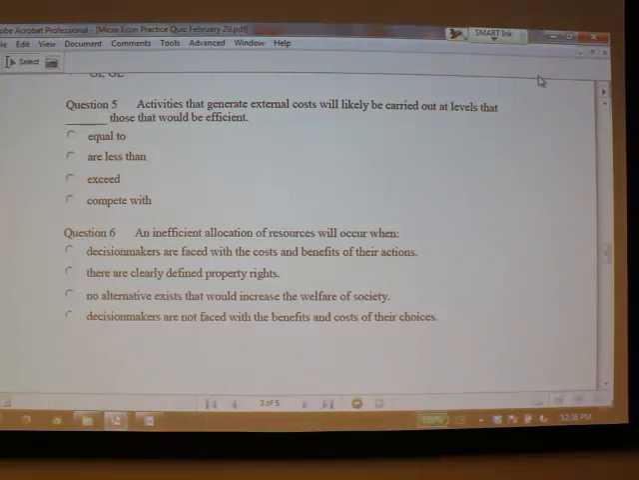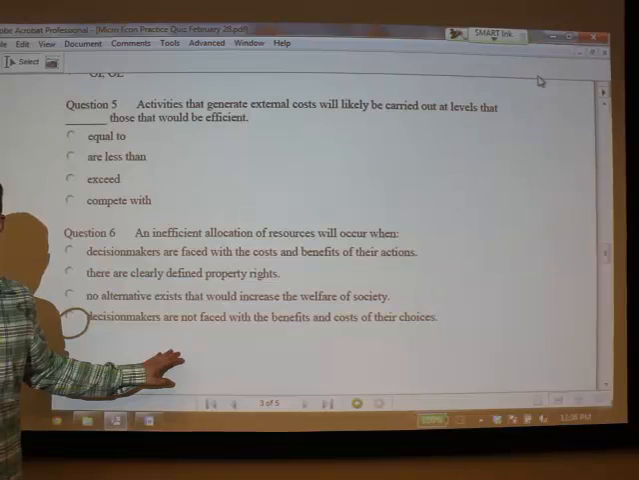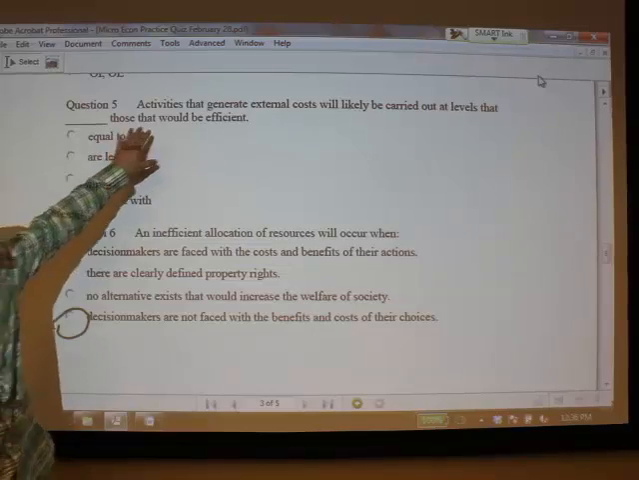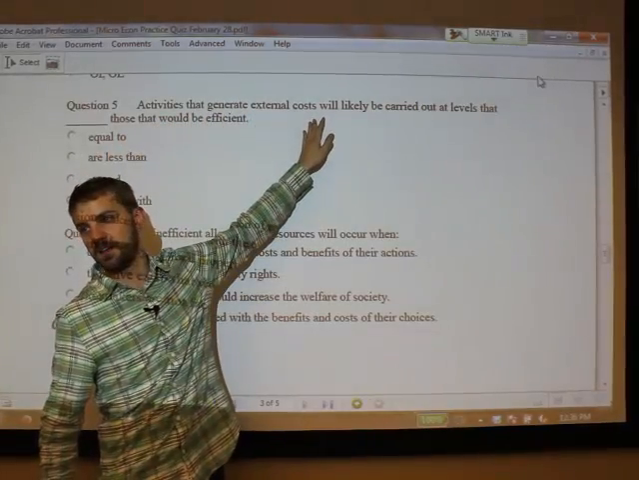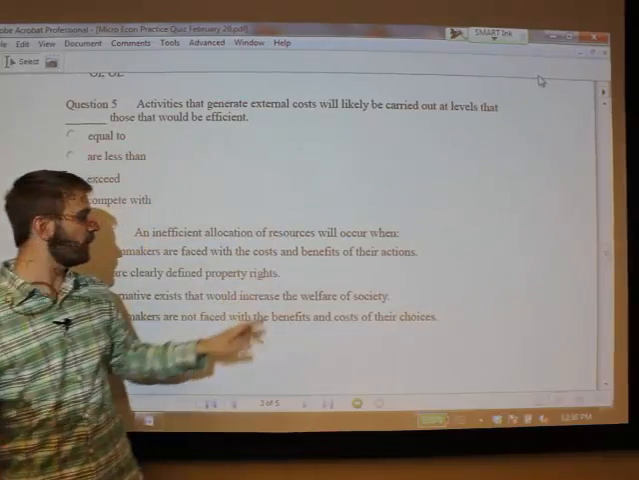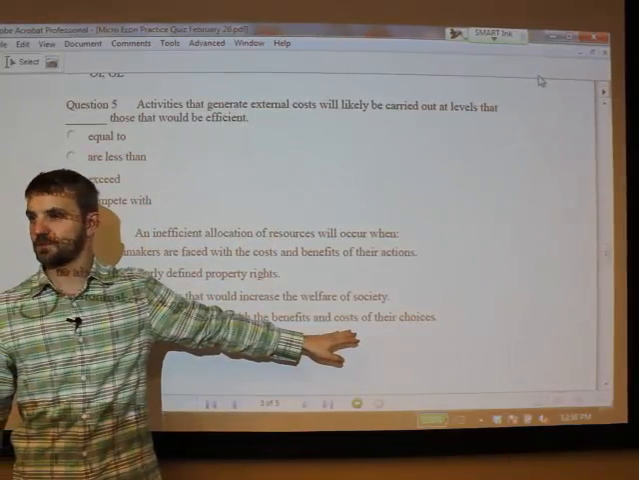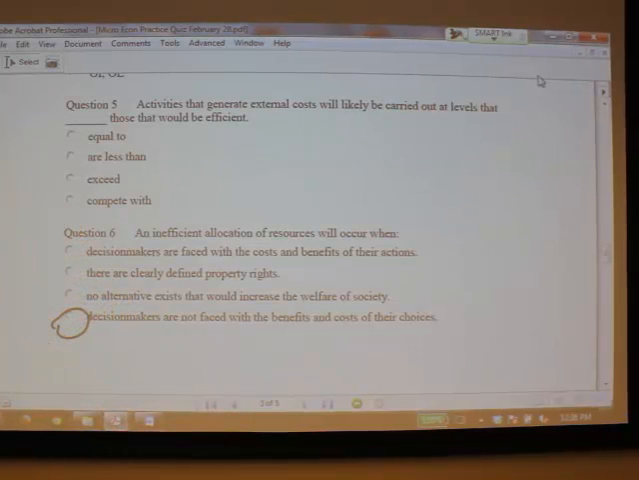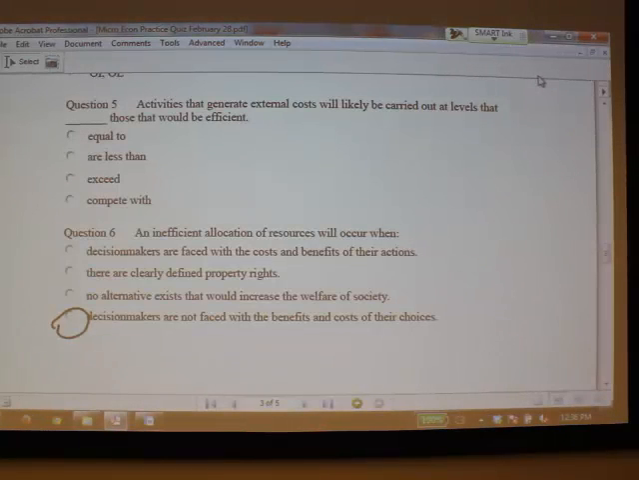Question 6, an inefficient allocation of resources will occur when? The answer is D. Decision makers are not faced with the benefits and costs of their choices. In fact, this is related to question 5, because here, with external costs, the decision makers are not faced with the costs of their choices. And the same thing you might say with the free riders. They may not be faced with the benefits that their contributions to the good would yield to others.